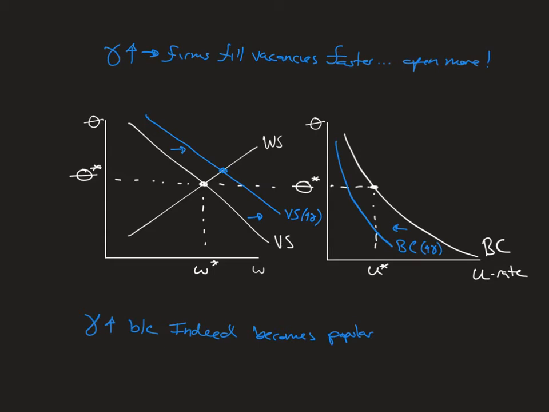So what does that mean? That means we have a new equilibrium over here. We're going to see higher market tightness. So we're going to see market tightness increase. We're going to see wages increase. And then over in our Beveridge curve, having this higher level of market tightness is going to give us a lower level of unemployment rate.